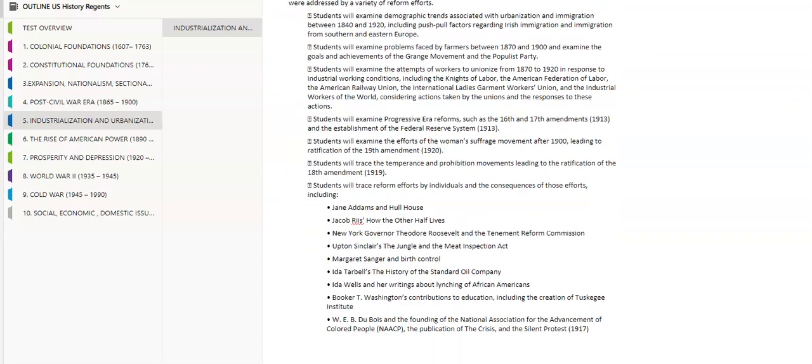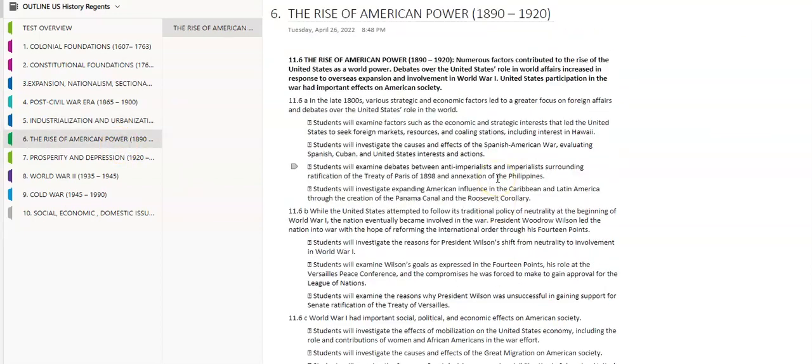Okay, next era is the rise of American power. Again, you're hopping back a little bit, 1890 to 1920. This is the age of imperialism, the Spanish-American War, where we take control of the Philippines and Puerto Rico. Cuba becomes a dependent country on the United States. We build the Panama Canal, which allows us to control 2 oceans with our Navy.